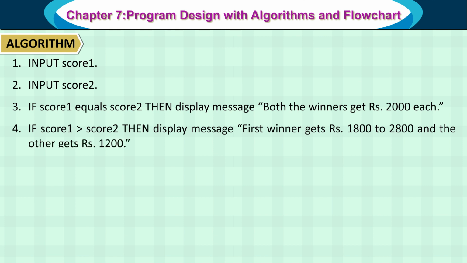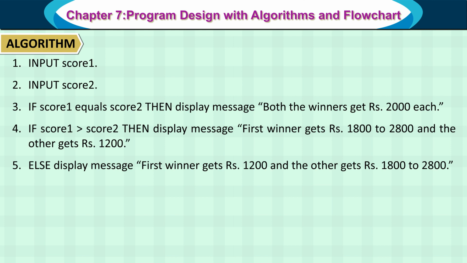2800 rupees, and the other gets 1200 rupees. 5. Else display message: first winner gets 1200 rupees, and the other gets 1800 rupees.